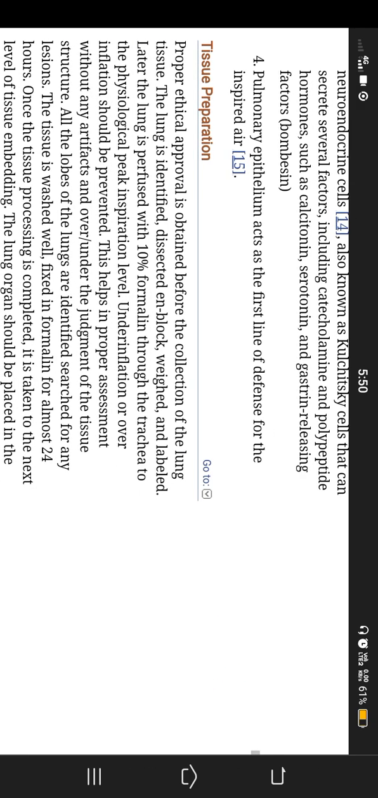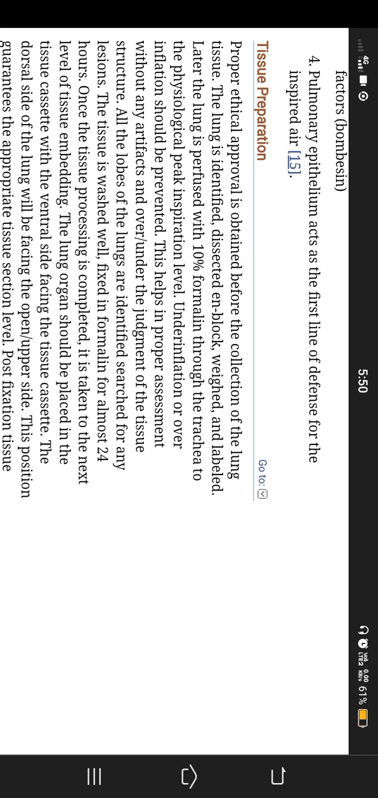Then tissue preparation. Proper ethical approval is obtained before the collection of lung tissue. The lung is identified, dissected en bloc, weighed, and labeled. Later, the lung is perfused with 10% formalin through the trachea to the physiological peak inspiration level.